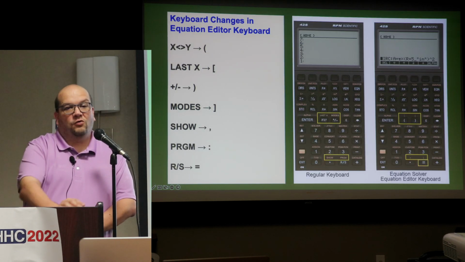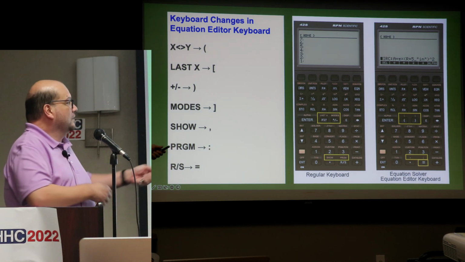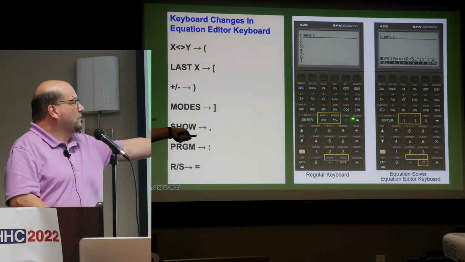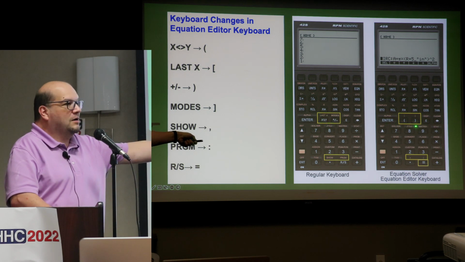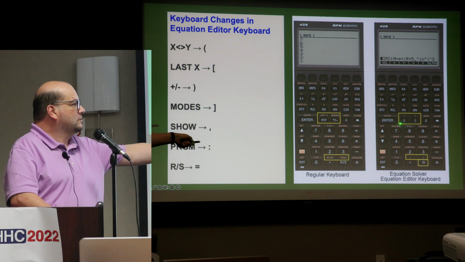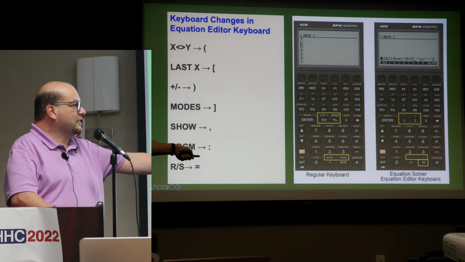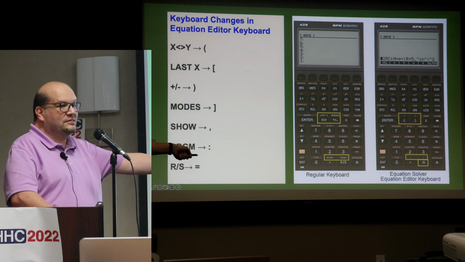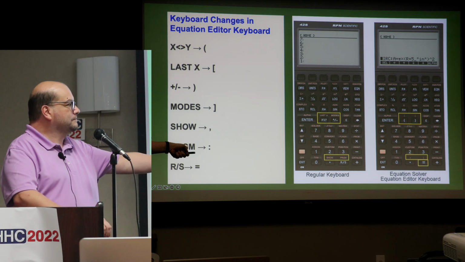When you go into the equation mode, several keys do change, which is really nice. For these two keys here, the exchange, last x, modes, and change sign become parentheses and brackets. And then down here, you've got show and program. They change into comma and colon. And then the RS becomes the equals key, which really allows easier editing of equations.